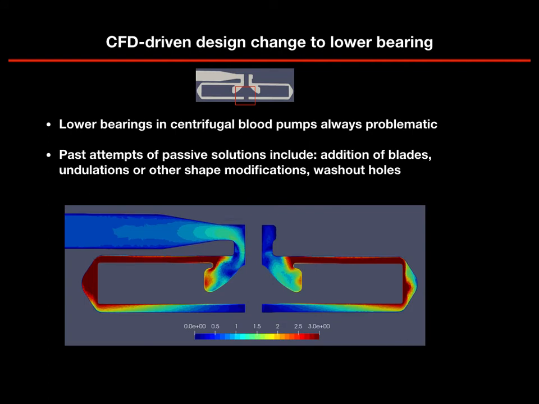Design changes to the lower bearing are a little more complicated. Lower bearings in centrifugal blood pumps have always been problematic. Past attempts at solutions have included the addition of blades, undulations or other shape modifications, and also the addition of washout holes, often with hardly any improvement whatsoever. The basic issue with the lower bearing is that there is very low flow, stagnant flow around the lower bearing.